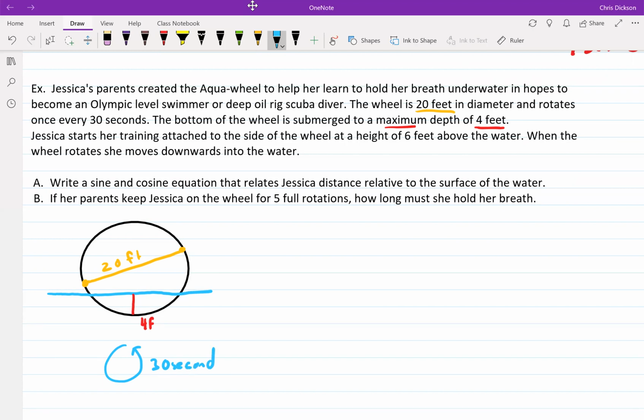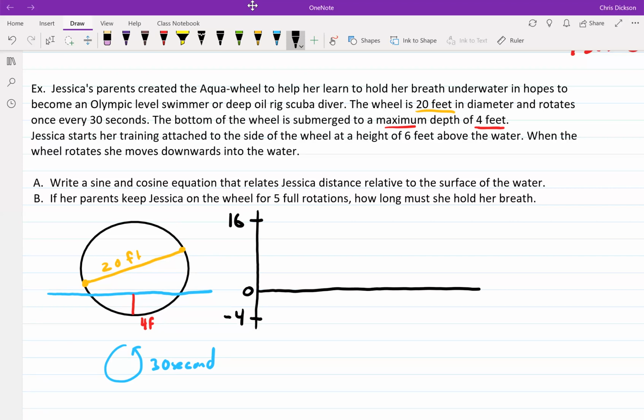Okay, so I'm going to start off by trying to sketch this curve. And it wants us to write the equations for the sine and cosine relative to the surface of the water. So I'm going to make the water 0 here. So the maximum depth is 4. So we're going to be at -4 at the bottom. And of course, the wheel is 20 feet, diameter of 20 feet. So 20 plus -4 would be 16.